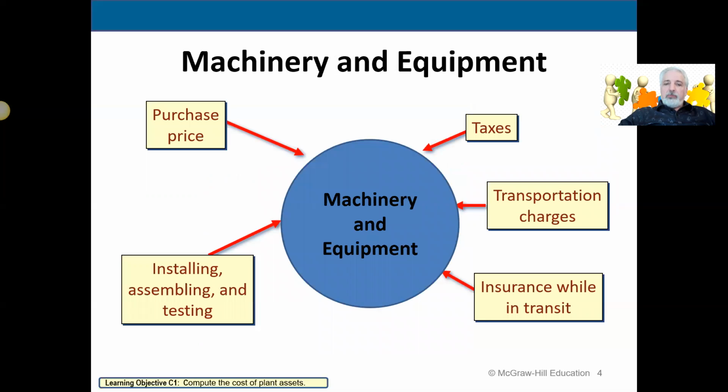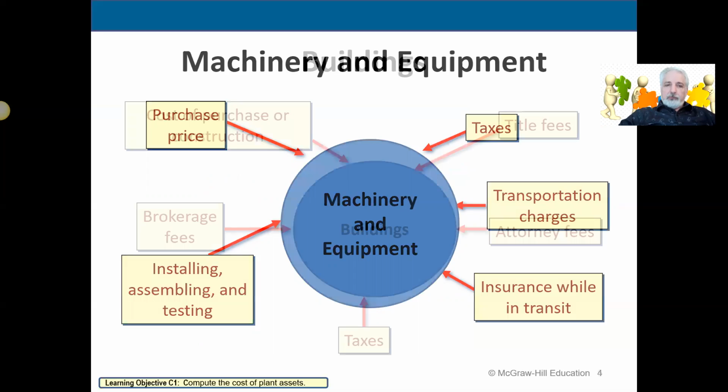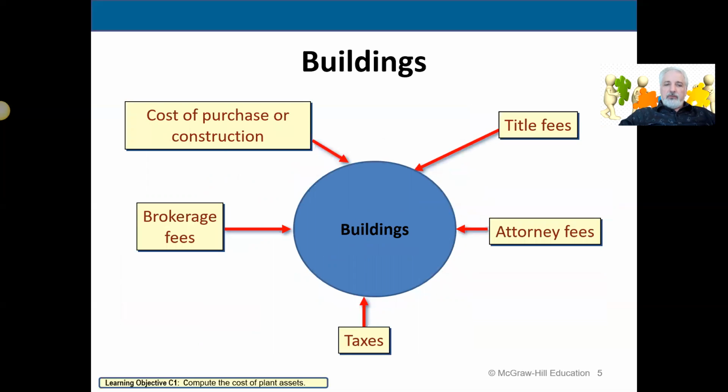So installing, assembling, testing, those are all part of the initial costs associated with machinery and equipment. It gets added to the total value when you do that. Buildings, we talked about title fees, attorney fees, brokerage fees, cost of purchase or construction, and capitalization of interest, like I mentioned, and taxes as well.